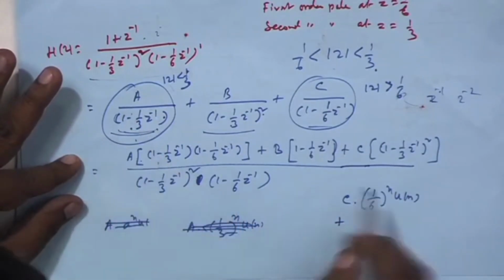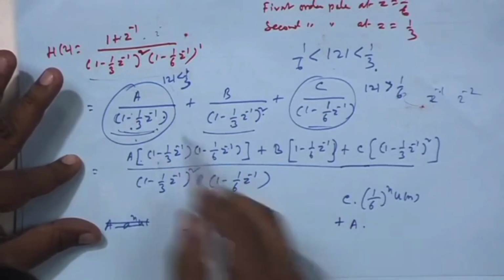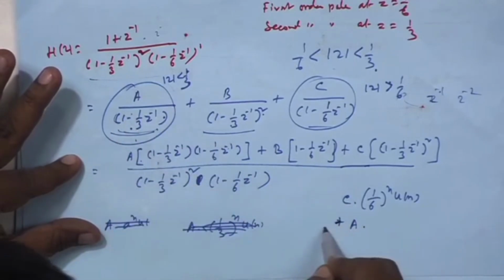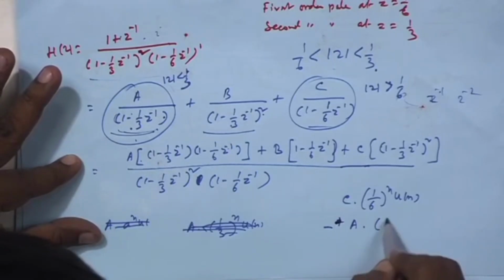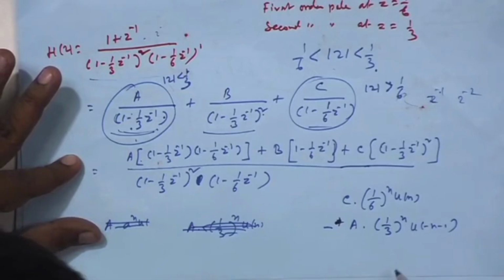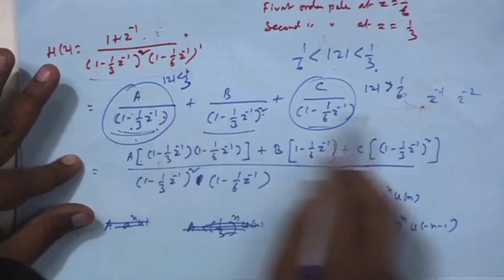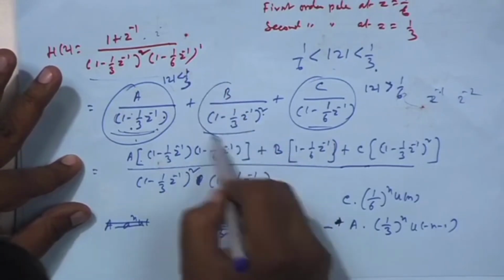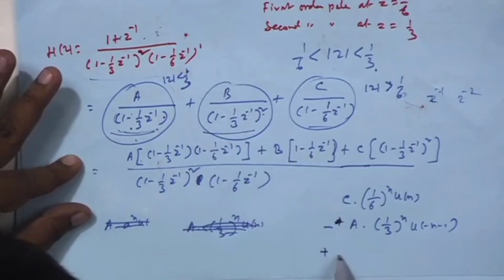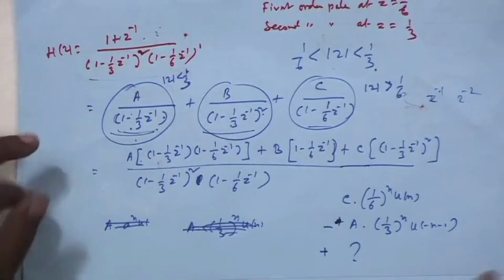In the case of this A, it will be minus A to the power n, that is 1 by 3 to the power n minus u minus n minus 1. A, B, C you already found out, but there is one more term. What will this be? This is the question. So, I will give you the answer now. I will come back to that.